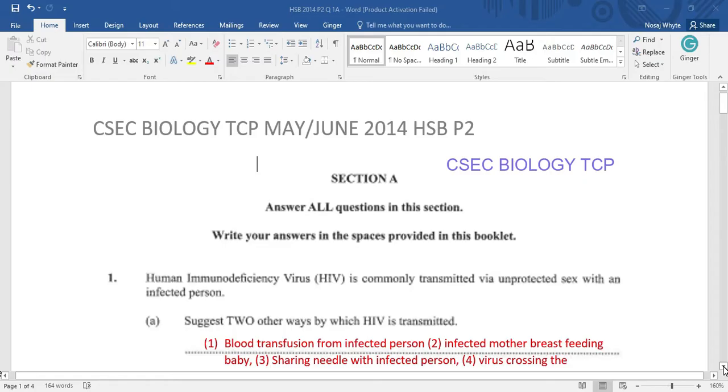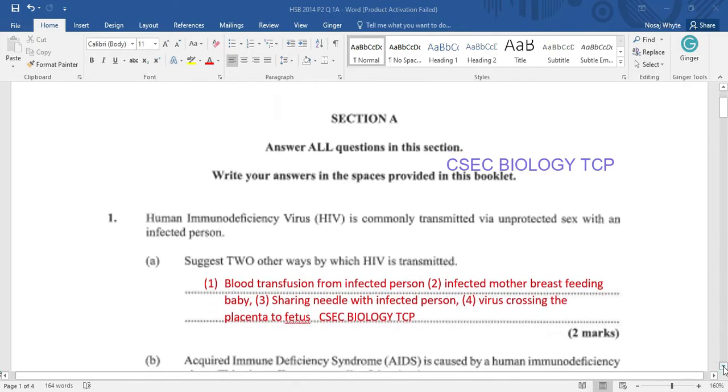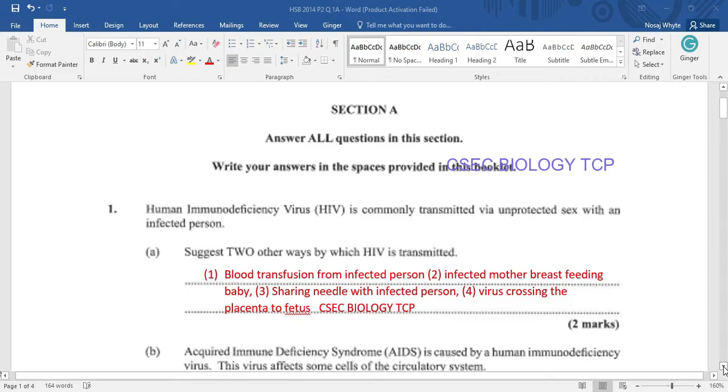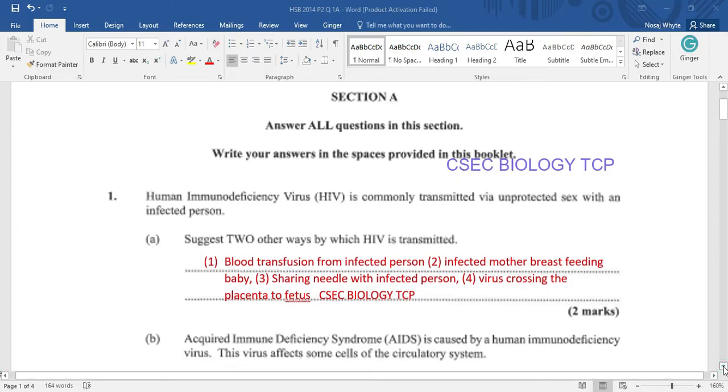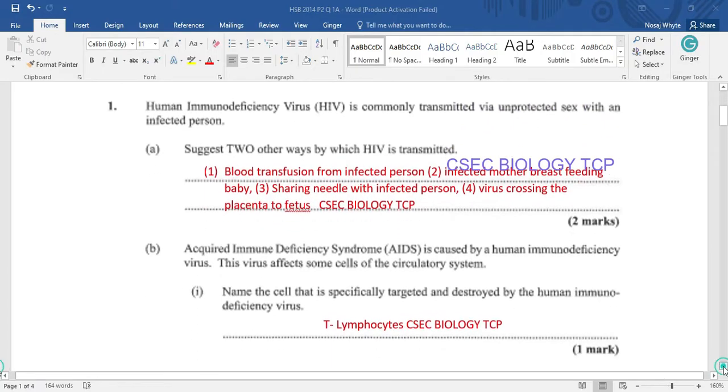So we are looking at two other ways other than sexual intercourse. And there are many other ways. Blood transfusion from an infected person, an infected mother breastfeeding the baby, sharing needles with an infected person, and of course a virus can cross the placenta to affect the fetus. So there we would have given you more than two, enough for you to get exam ready.